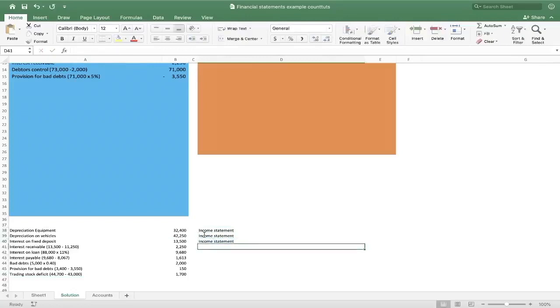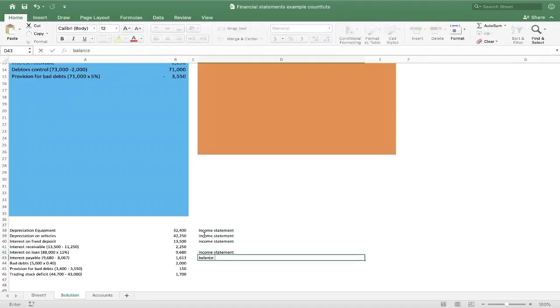Interest receivable, we have already accounted for that in the balance sheet. Interest on loan goes into the income statement, and then the interest payable goes into the balance sheet, in the liability section. I'm just writing down the things that we'll still need to put into our statements. The bad debts go into the income statement.